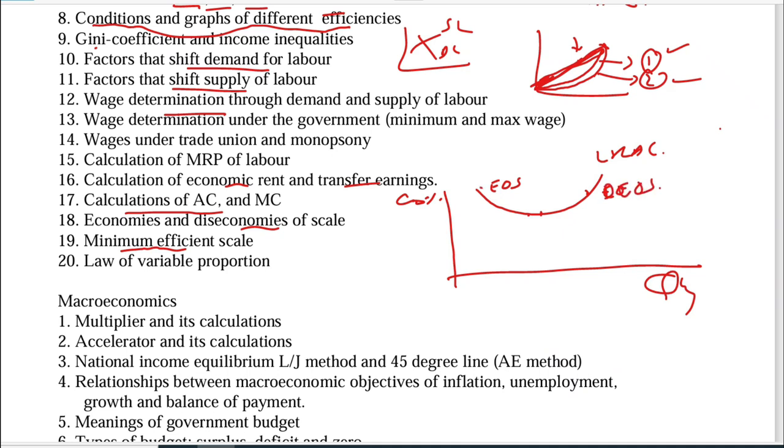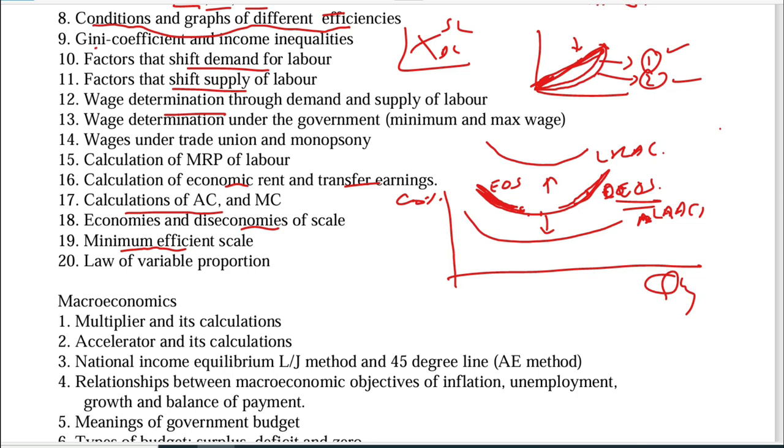So when average cost falls like this, it is because of internal economies of scale. When it increases, it is because of internal diseconomies of scale. When there are external economies of scale, then the average cost curve completely shifts downward. So this is long run average cost 1, and it is because of external economies of scale. When there are external diseconomies of scale, then the average cost curve will shift upward.